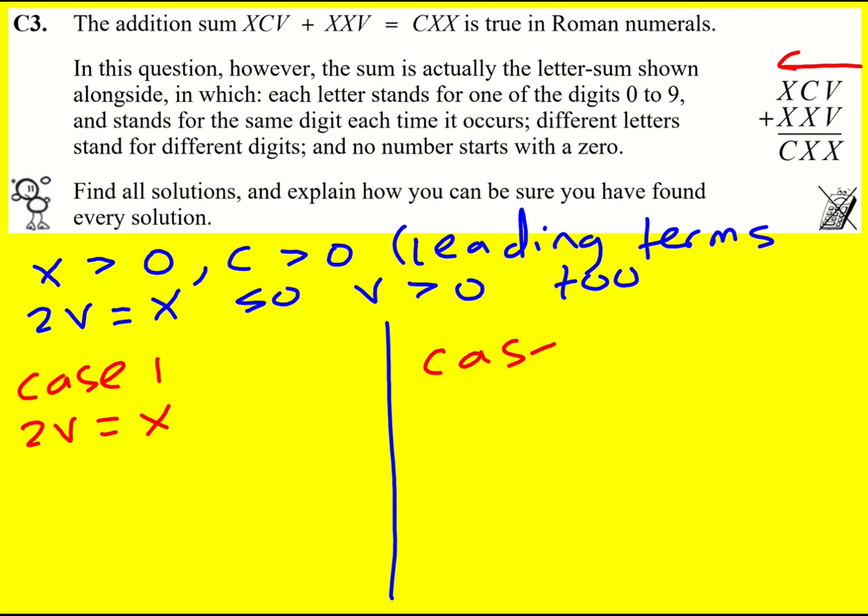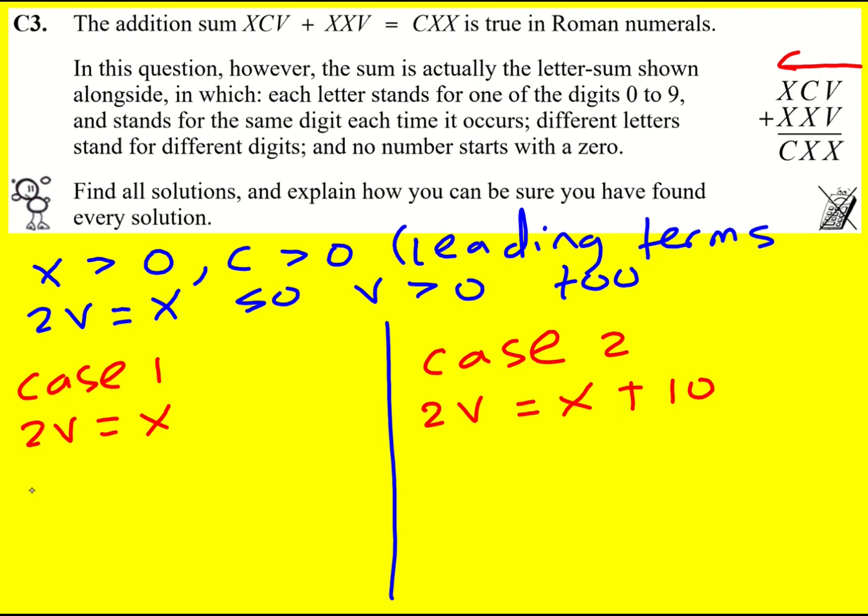And then we've got case 2, where there's some carrying. So 2v is then equal to x plus 10. Remember, x is a single digit between 0 and 9. So if v was 7, then x would be 4. We'd get 14. Okay, and then let's see what happens.